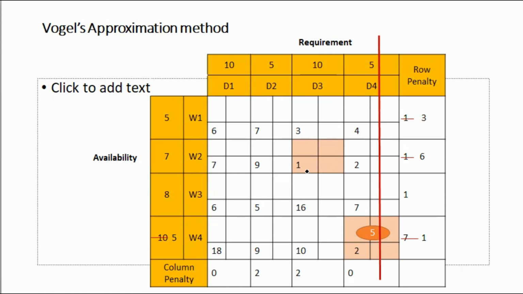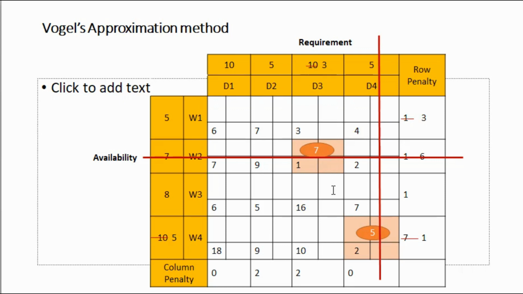Therefore W2 and D3 become the cell for allotment. The availability at W2 is 7 units and the requirement at D3 is 10, so what we can transport is 7 units. 7 units are transported from W2 to D3, thus satisfying the availability at W2. That means the entire availability at W2 is exhausted, therefore we cancel that particular row, and at D3 our requirement comes down from 10 to 3 units.